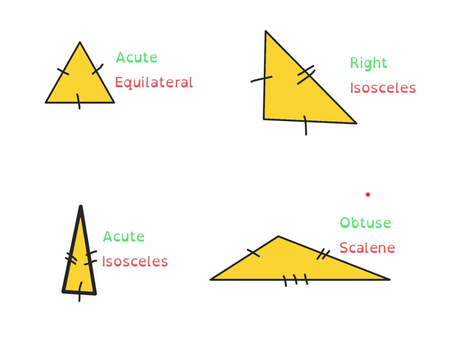This last triangle is an obtuse scalene triangle. Obtuse because this angle right here is an obtuse angle. It's greater than 90 degrees, and you could tell that if you lined it up with the corner of a piece of paper. It's scalene because all three sides are different lengths. So obtuse because of this obtuse angle, scalene because all three sides are different lengths. So it's an obtuse scalene triangle.